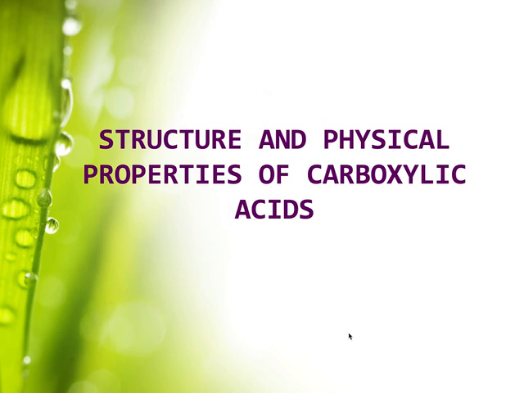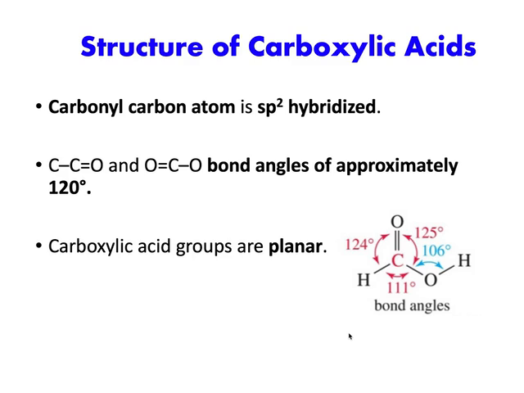The topic is the structure and physical properties of the carboxylic acid functional group. So we want to discuss the structure and also the physical properties of carboxylic acid. We know that this is the structure of the carboxylic acid, and the geometry of carboxylic acid is planar because of this shape.